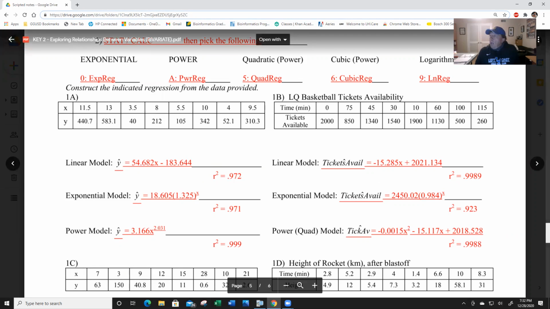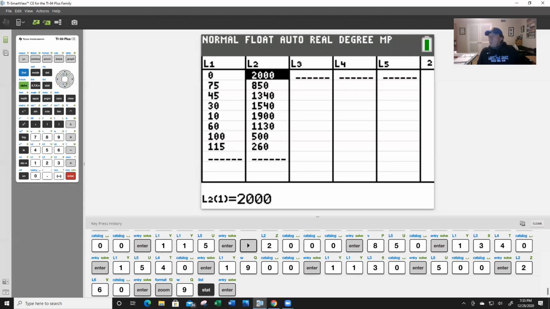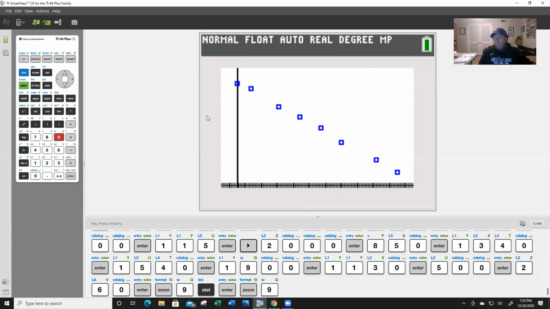So I'm going to hit pause for a second, and I'm going to get everything set up for us. All right, and you should be typing time into L1 and tickets available into L2. All right, hold on. Okay, so for question 1B, LQ basketball ticket availability, I've typed the data in. Okay, I'm going to graph it. I'm just going to hit ZOOM 9. Okay, looks fairly linear, so that might be the winning model.